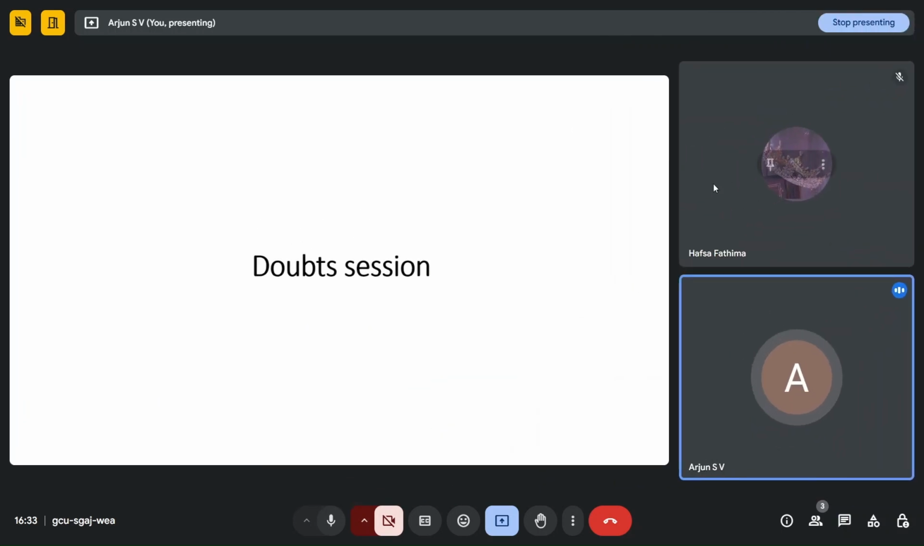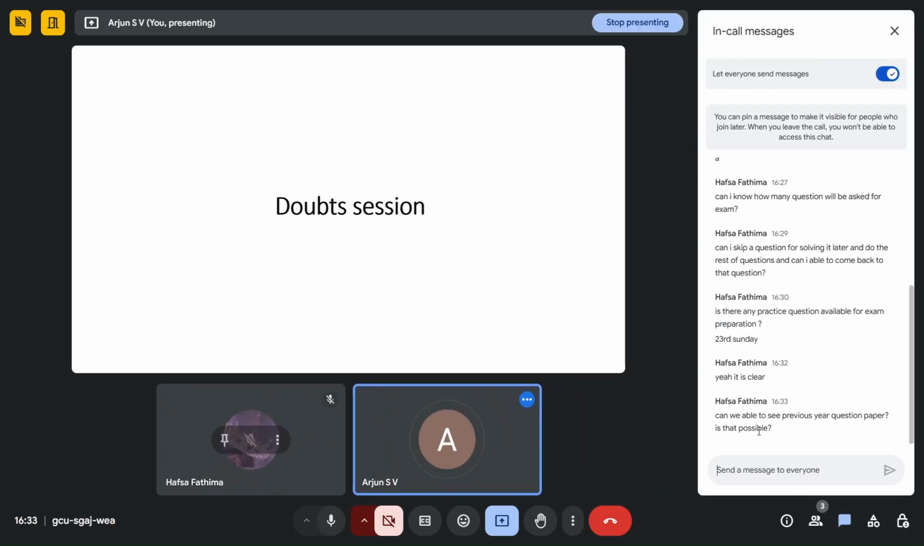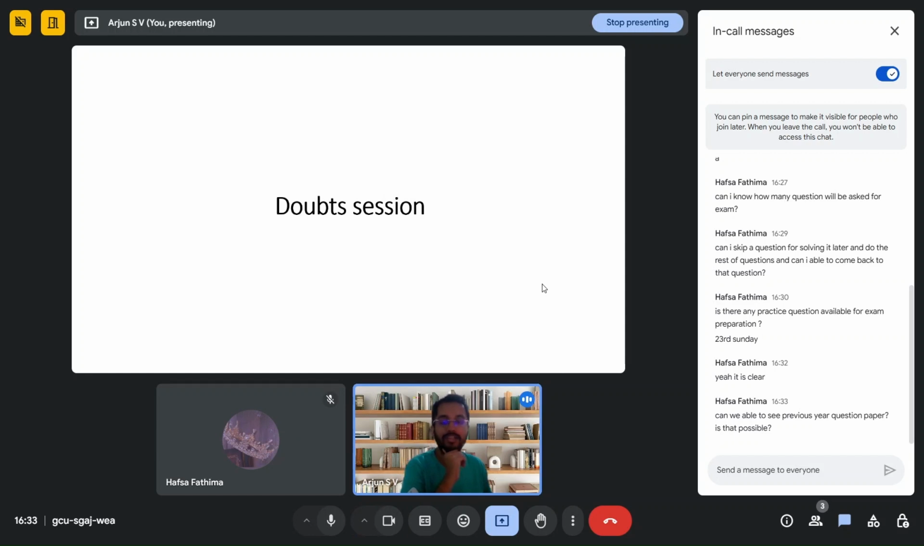Are there any other questions? Previous year question paper, I don't think it's possible because there is a chance that some of the questions from previous year are also given this year as well. So even for us TAs, we can't see the previous year question papers.